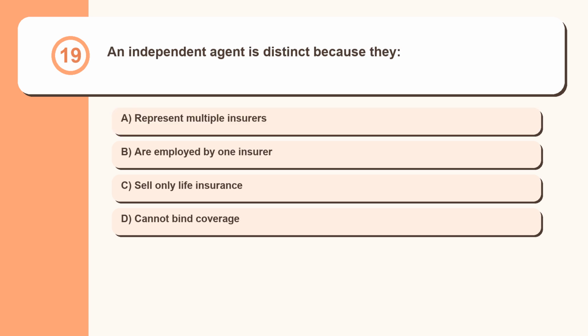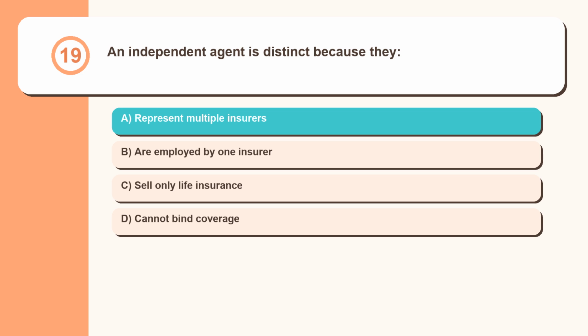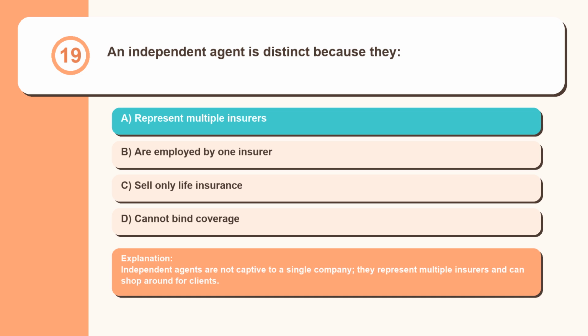Question 19. An independent agent is distinct because they: represent multiple insurers, are employed by one insurer, sell only life insurance, cannot bind coverage. Independent agents are not captive to a single company; they represent multiple insurers and can shop around for clients.